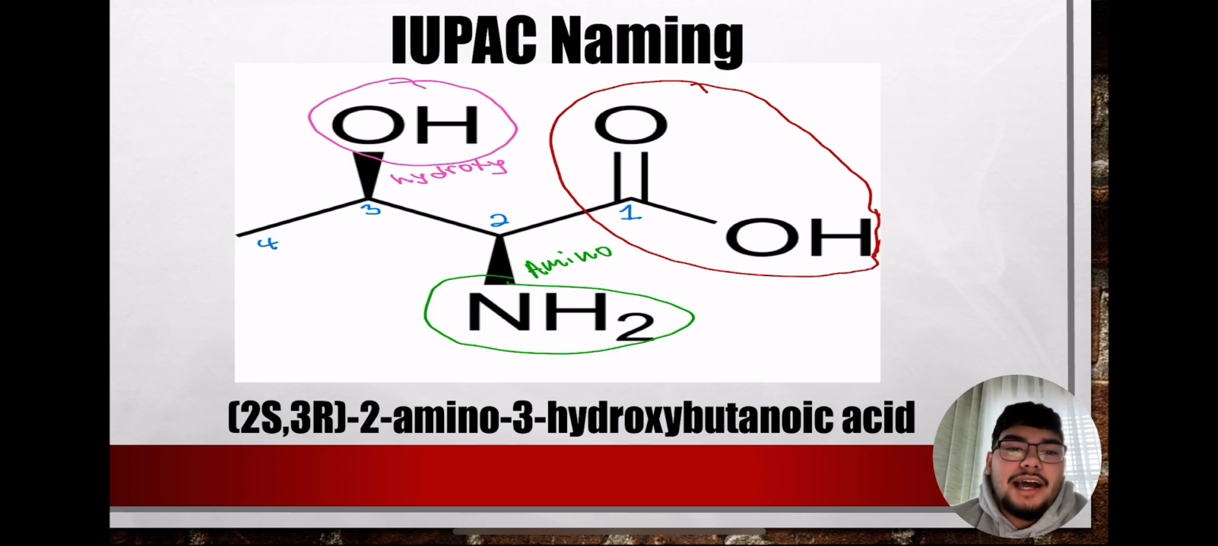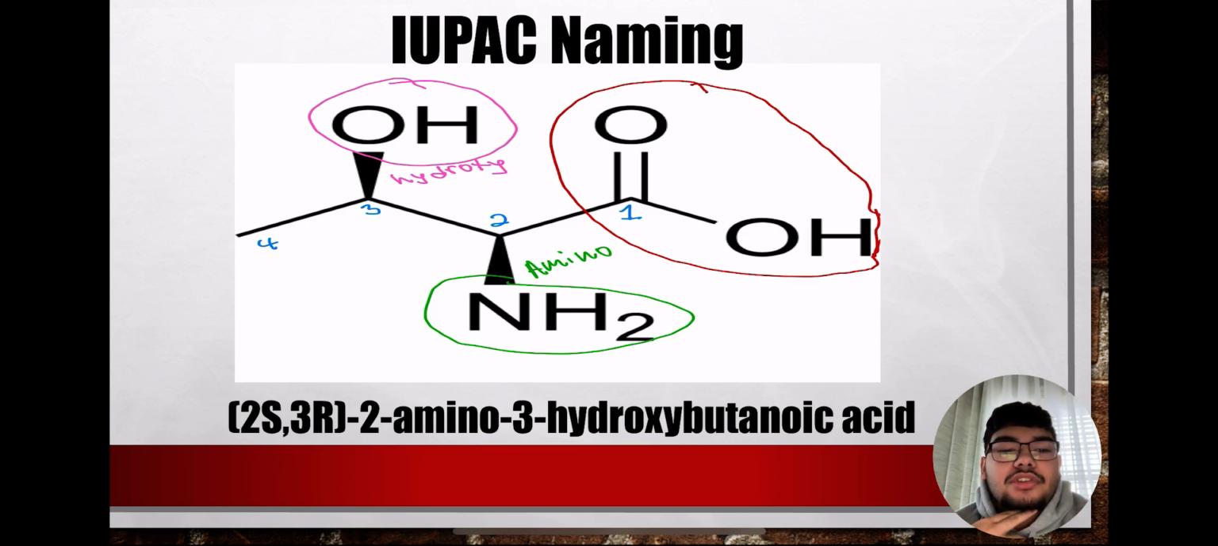So the way we get the IUPAC name of it is, first we're gonna count the longest carbon chain, and we're gonna start from the right going to the left, since on the right we have a carboxylic acid group. So that would be our first carbon. Then we have an amino on the second carbon. On the third carbon, we have an alcohol group or hydroxy. And then on the fourth carbon, so our longest carbon chain will be a butane.